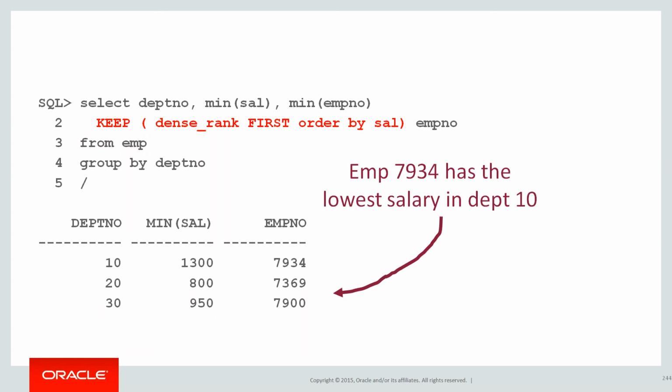The keep syntax is quite weird, but what I'm saying is get the employee number, keep the one that has the lowest salary, and dense ranked first, which means the lowest, and what am I ranking? I'm ranking by salary. So in that case, I satisfy the requirement using the keep keyword. I'm saying employee 739 is the guy that has that lowest salary of 1,300 in Department 10. So the keep syntax lets you pick up information at the extremes of aggregation and drag them along for the ride, and that's why I like the term keep.